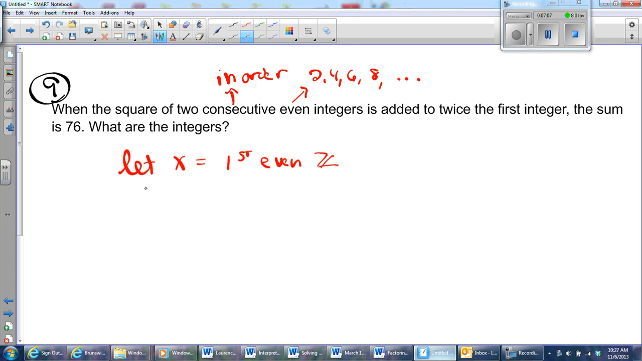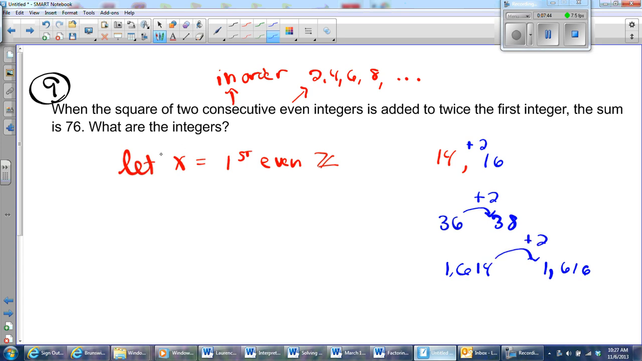Okay, well then the next one, you might want to call it y, but again, I told you, don't introduce a new variable. Just think, name an even integer, like 14. What's the next one? Well, of course, it's 16, right? How did you get there? You added 2. Okay, how about 36? The next one would be 38. How do you get there? Well, I add 2. How about 1,614? Well, the next one would be 1,616. How do you get there? You add 2.